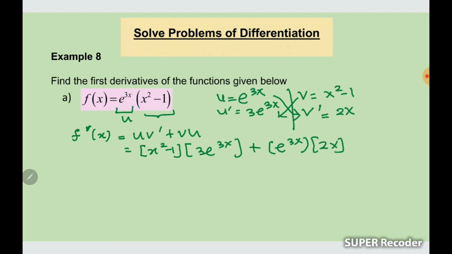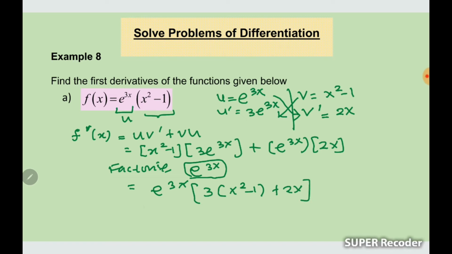To solve this, you need to factorize the equal term here, that is e to the power of 3x. Then you will get e to the power of 3x, then the remaining term is 3(x squared minus 1) plus 2x. Simplify to get e to the power of 3x (3x squared plus 2x minus 3). Okay, so this is the final answer for f prime x. Thank you.